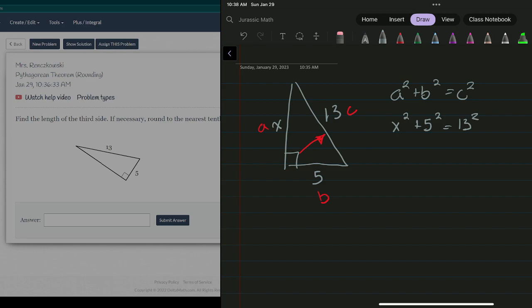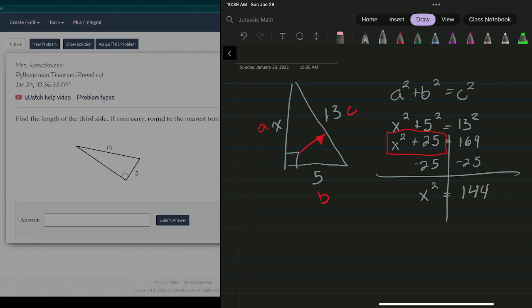The order of operations tells us to do our exponents before we do our addition. So 5 squared is 25 because 5 times 5 is 25. 13 times 13 is 169. Next, it's house method. So here's our line. Here's our house. We need to get rid of the 25 by subtraction. And we get x squared equals 144.